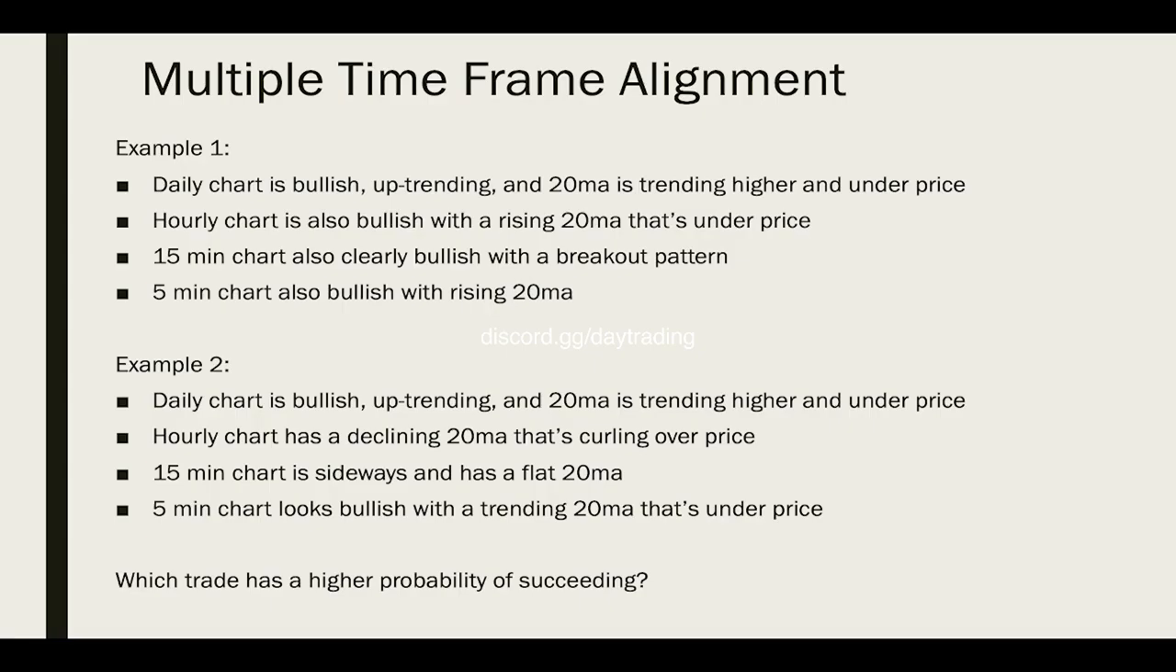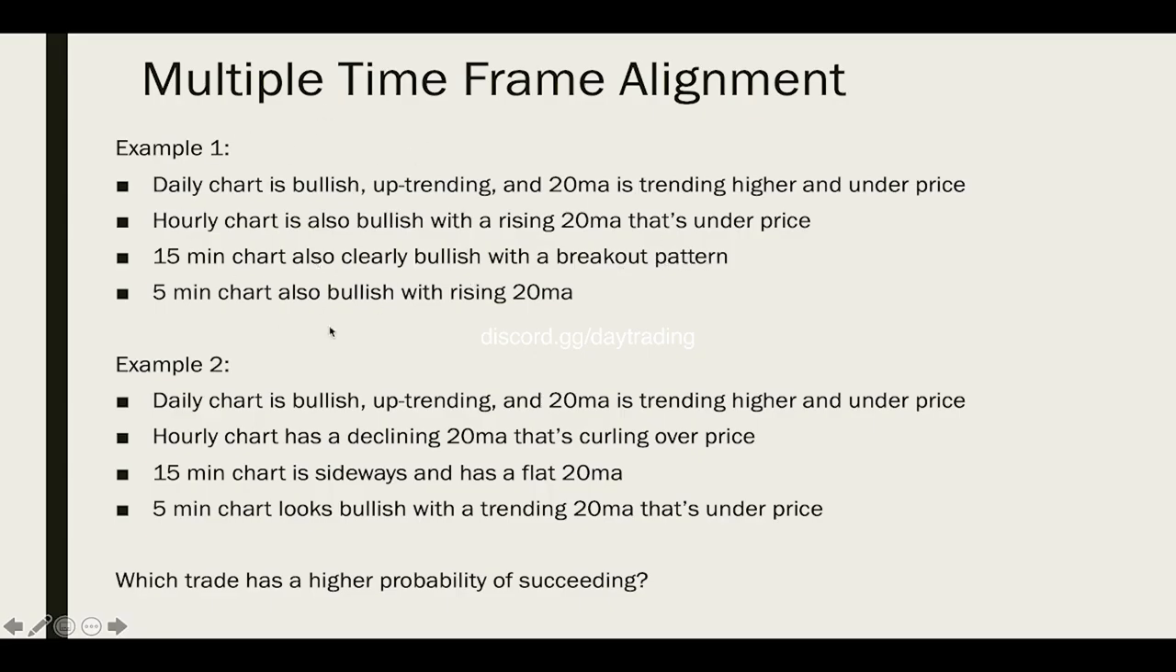So let's go over one example here. The daily chart is bullish, it's uptrending, and the 20-day moving average is trending higher and is under price. The hourly chart is also bullish with a rising 20 MA under price, right? The 15-minute and the 5-minute are also both very bullish with rising 20-day moving averages. And the 15-minute chart also has a breakout pattern, which we haven't learned about yet, but we will. So it also has a beautiful breakout pattern, right?